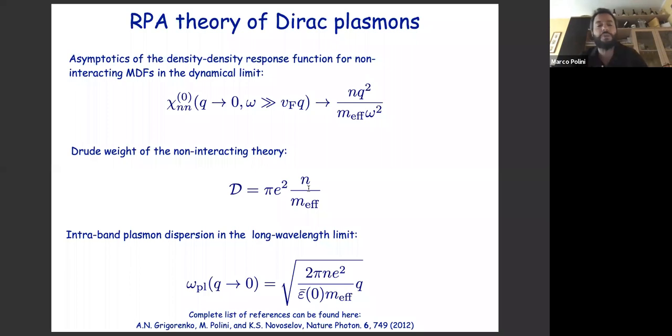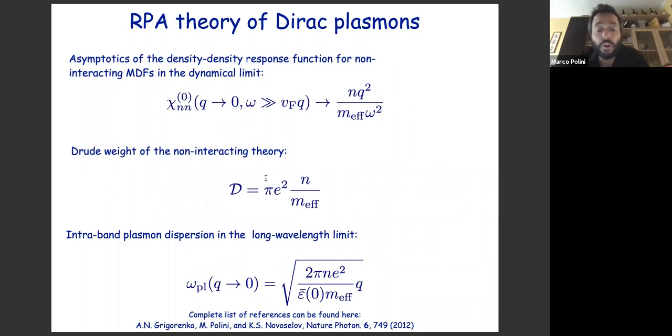So in a gallium arsenide quantum well, the effective mass would be constant given by the crystal, and in graphene this is density dependent, and this Fermi liquid approximation works very well for the range where plasmons are low loss and long lived.